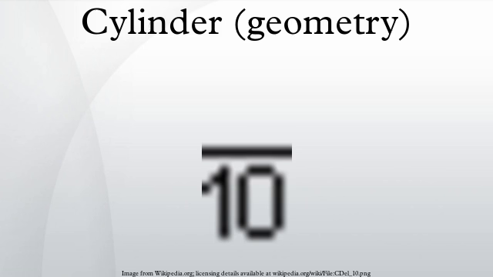For a given volume, the cylinder with the smallest surface area has h equals 2r. For a given surface area, the cylinder with the largest volume has h equals 2r, that is, the cylinder fits snugly in a cube.